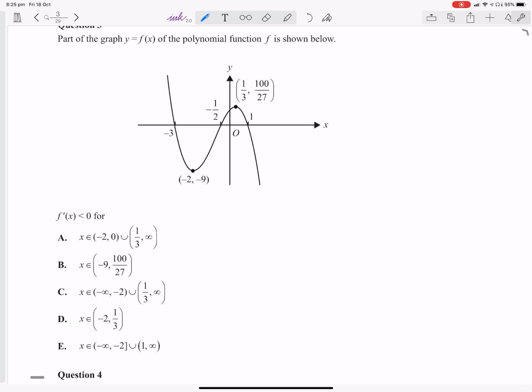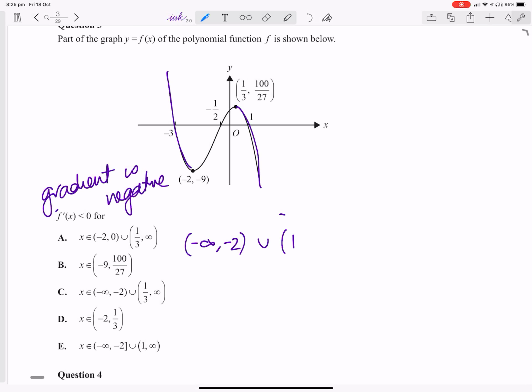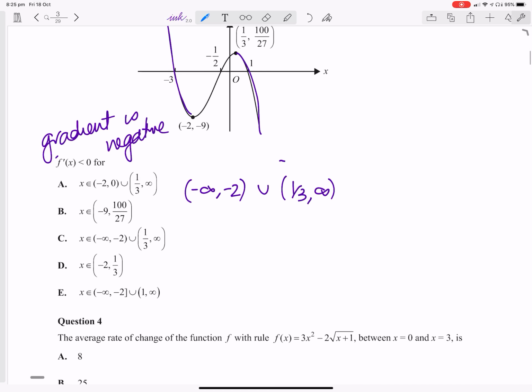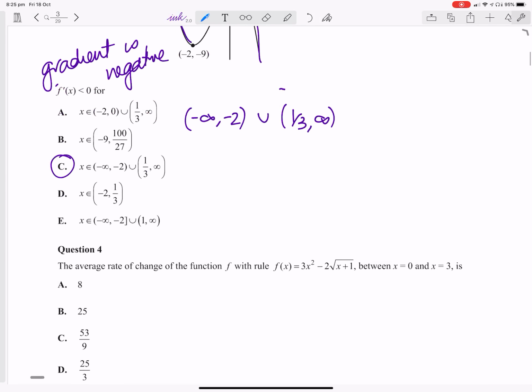Okay, part of the graph here is shown. F dash of x, the gradient is negative. When is the gradient negative here? Well, it's negative there, and it's there. Make sure you read whether this is the original graph and we're looking at the derivative graph. Sometimes I'll say this is the derivative graph, when is it negative? Then it gets confusing. So here we know it's from -infinity up until 2, not including, and from 1/3 to infinity. If it's strictly increasing, don't forget that will include the turning points. But in this case, we want C.